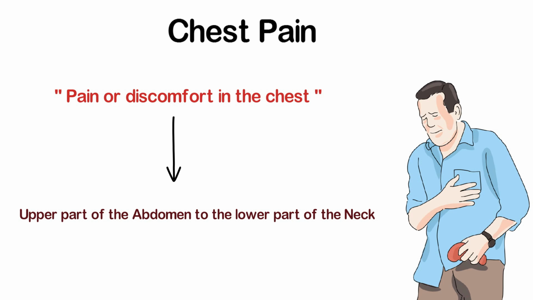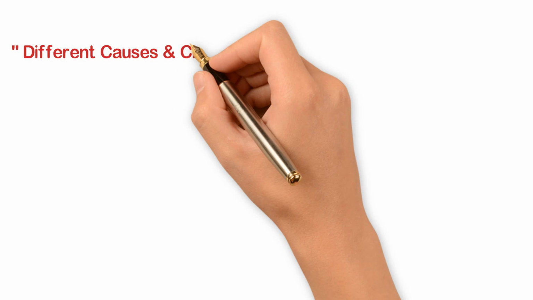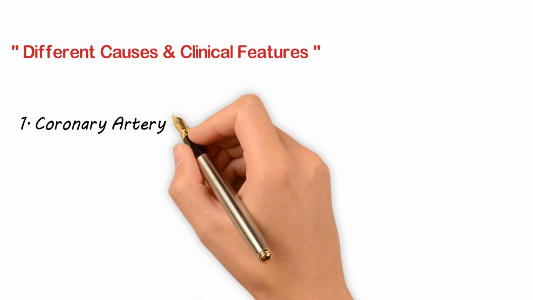So, the clinical features and the exact site can help you differentiate the underlying cause of pain. Here we will discuss the different causes of chest pain and also the clinical features of each cause, which will help you in doing relevant examination and making perfect diagnosis. The most serious and relatively common cause is coronary artery disease.